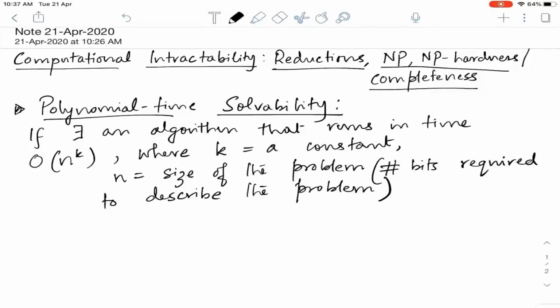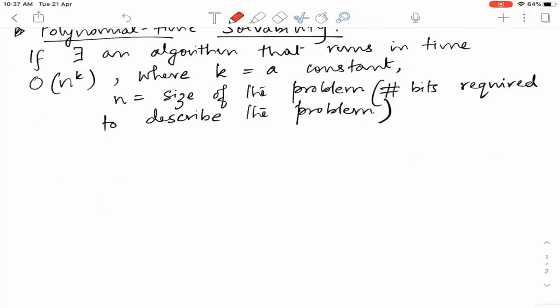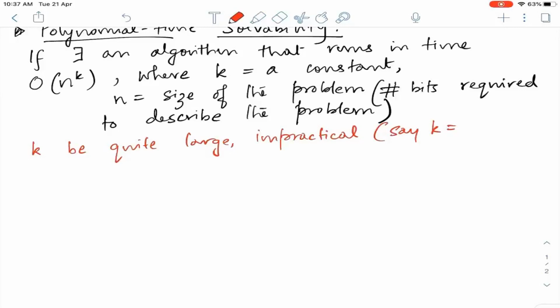And in fact, k can be quite large, quite large and impractical. There are problems for which we know algorithms which run in time n to the power of 900, for example. And in fact, there exist such problems where the best known theoretical guarantee that we can give about the running time is something like n to the power of 900, which clearly is not practical.